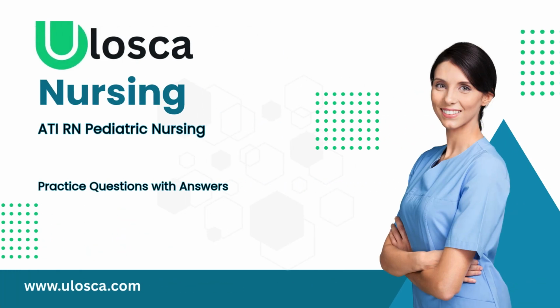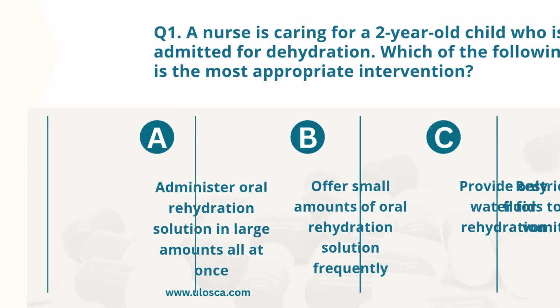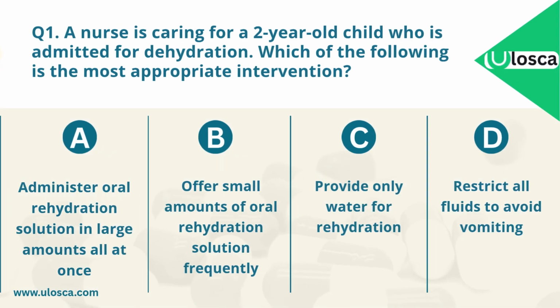ATI RN Pediatric Nursing. Practice questions with answers. Question 1. A nurse is caring for a 2-year-old child who is admitted for dehydration. Which of the following is the most appropriate intervention?